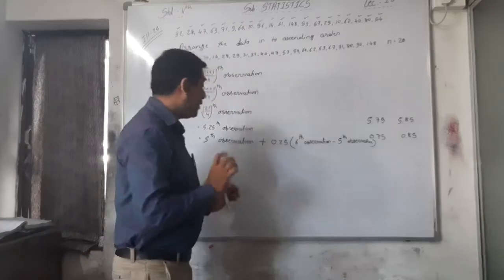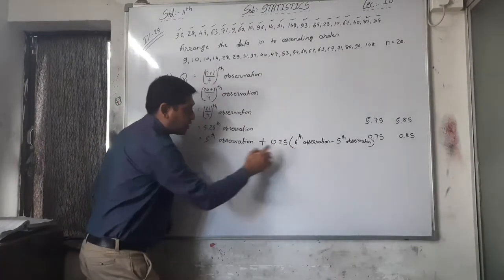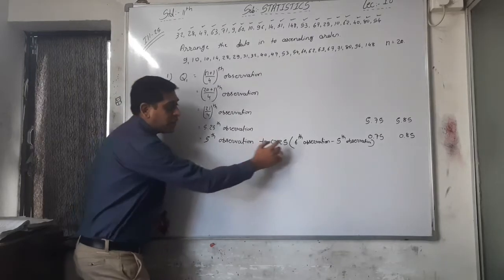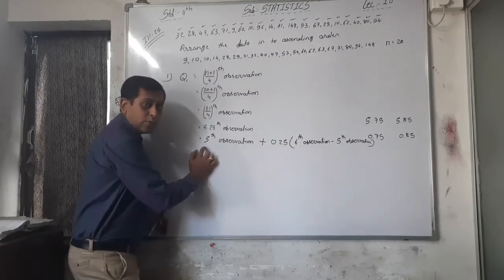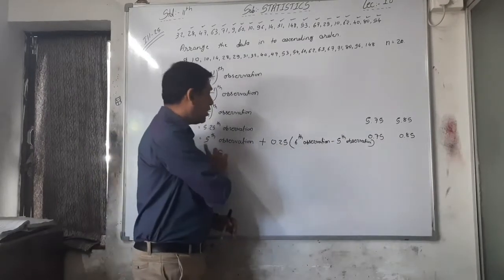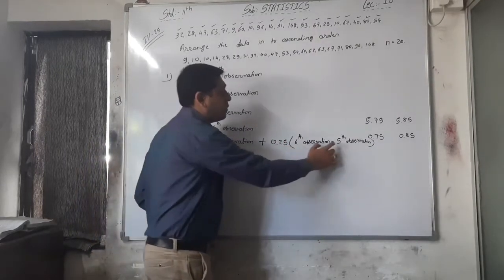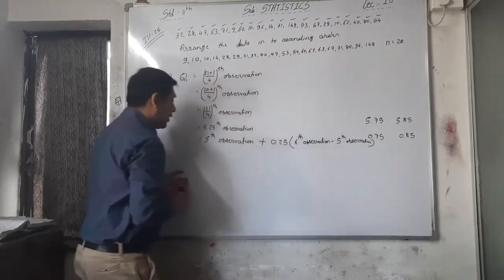0.25 into bracket, the next of these. The fifth observation, then the next is 6. If it is the seventh observation, the next is 8. If it is the 10th observation, the next is 11. You have to write the next observation of these. So sixth observation minus fifth observation.